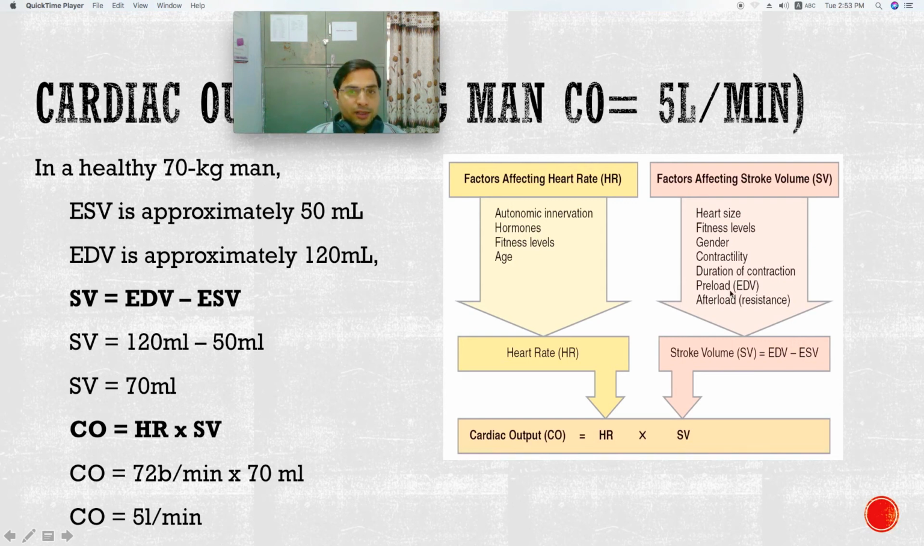This is very obvious, right? So end diastolic volume or preload, more preload means more stroke volume. Then afterload: if it is less, that means more stroke volume. If afterload is more, that means low stroke volume, right? We will talk about this afterload. Gender, males have more stroke volume, then fitness levels, heart size, right? So cardiac output is heart rate times stroke volume.